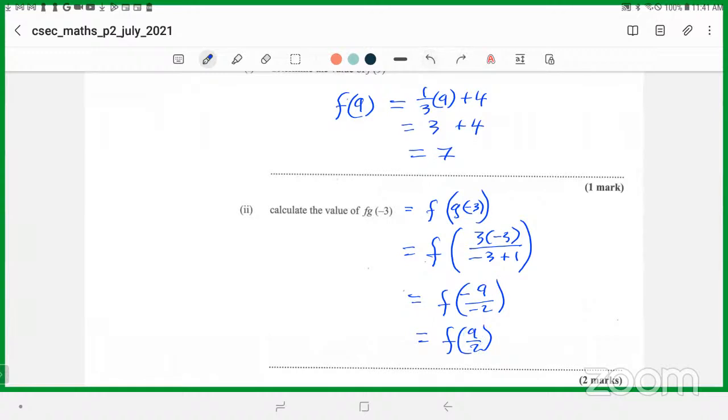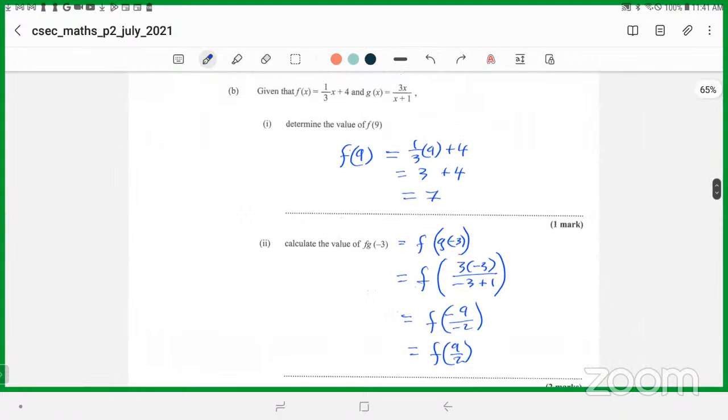So the negatives cancel. So we're working out f of 9 over 2 now. What does that mean? It means that we're going to plug the 9 over 2 into the f function now, where the x is.